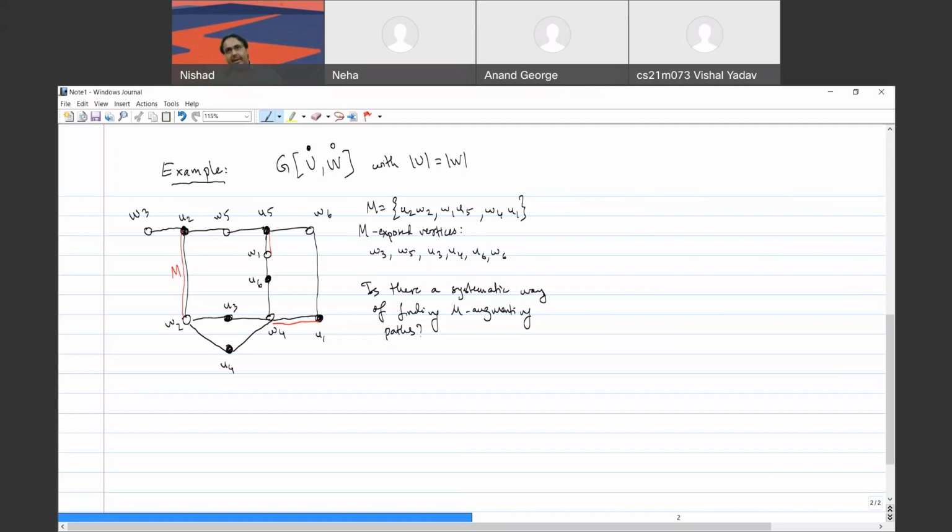Now we want to find an M augmenting path. We are going to construct a special tree, which we are going to call an M alternating tree, which will become clear as you see how it is done. Okay, so we are going to do something very similar. Just like finding regular paths, we will construct a special tree. And this tree will be called an M alternating tree.